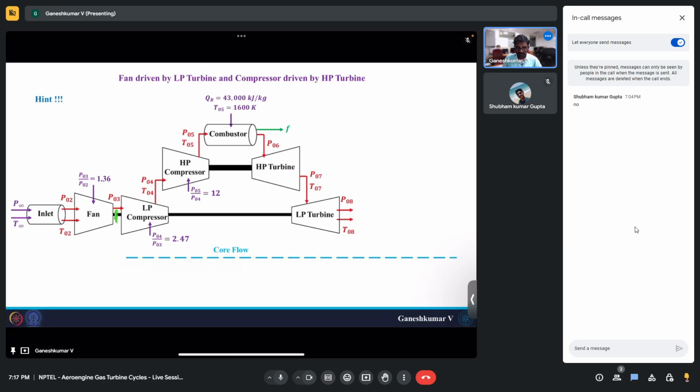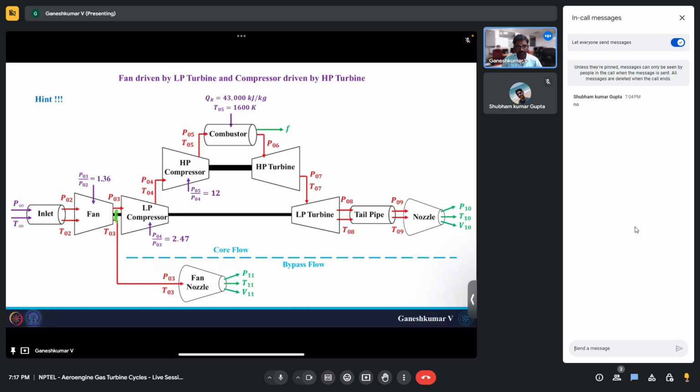And then you have the tailpipe. For this case we are assuming no losses. And then you have a nozzle, and at the nozzle we can find pressure, temperature, and velocity, and that will be useful for finding the thrust, area of the nozzle and TSFC. And then in the bypass you have the fan, and similarly you can find pressure, temperature, and velocity of the gas exiting the fan.